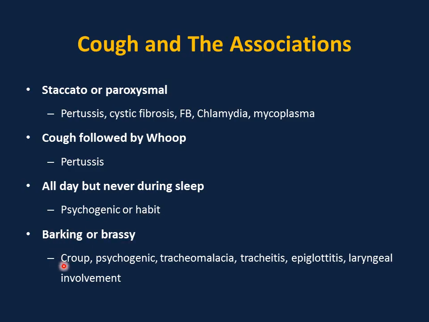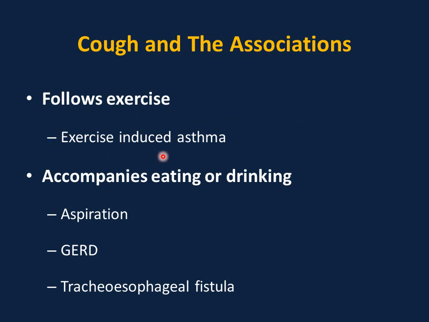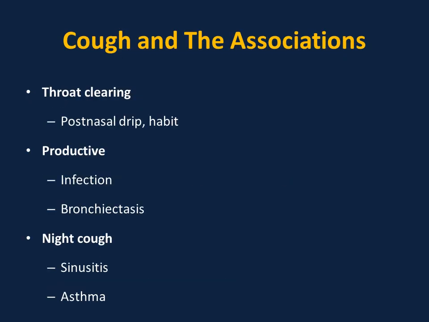Barking or brassy cough: consider viral croup, psychogenic, tracheomalacia, tracheitis, epiglottitis, laryngeal involvement. Cough that follows exercise: consider asthma. Cough that accompanies eating or drinking: consider aspiration, GERD or gastroesophageal reflux disease, tracheoesophageal fistula, especially the H type. If the cough is associated with throat clearing, consider sinusitis, postnasal drip, or habit. Productive: infection or bronchiectasis. If the cough is at night, consider sinusitis or asthma.